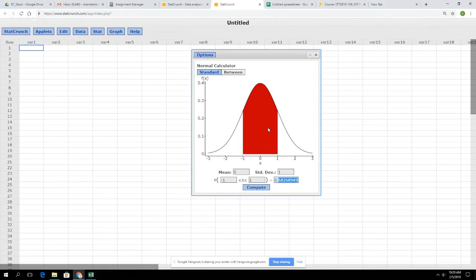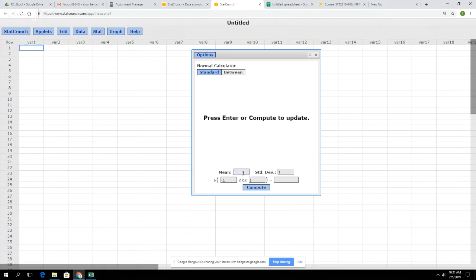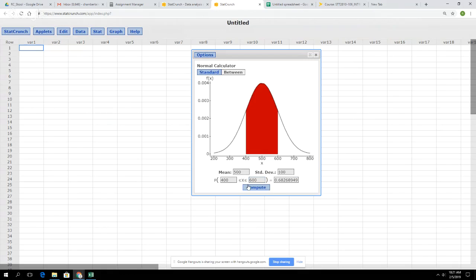I wanted to say that problem when we did in class the other day where we had SATs are distributed or have a mean of 500, a standard deviation of 100. And we wanted to know what was it between 400 and 600. We did this in our heads, just seeing that it was one standard deviation to either side of the mean. But if you wanted to check, there's your check. I wanted to show a slightly different way to use this as well.